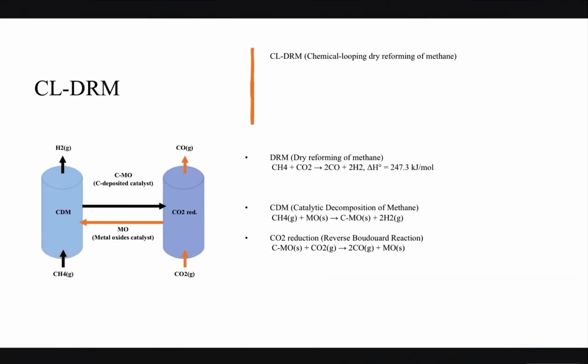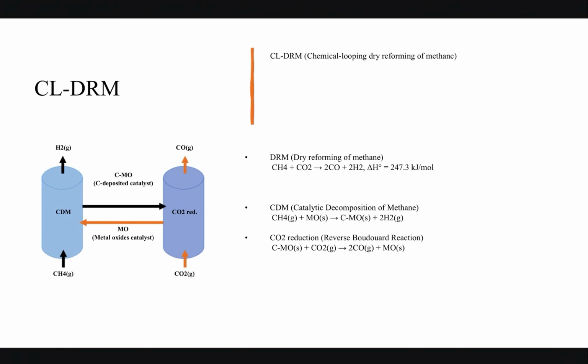And I will also tell you about the research field I am currently investigating, chemical looping dry reforming of methane. I have already introduced dry reforming of methane, which is a reaction from carbon dioxide and methane to turn into carbon monoxide and hydrogen. By dividing this process into two portions, the first is the catalytic decomposition of methane, and the second is the CO2 reduction process, which is a reverse Boudouard reaction.